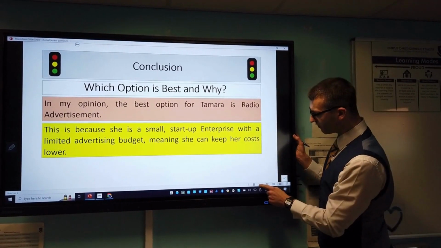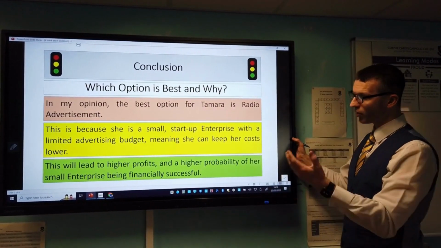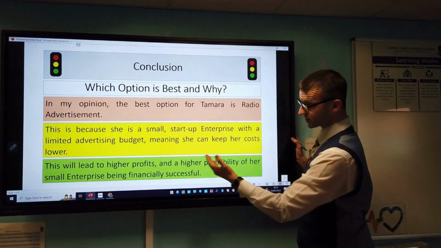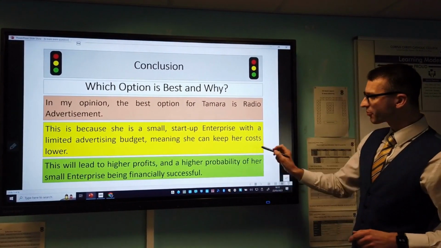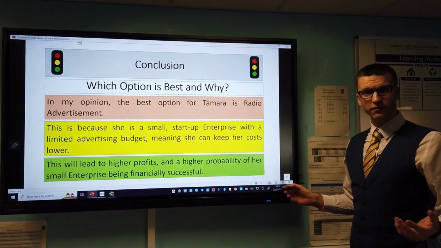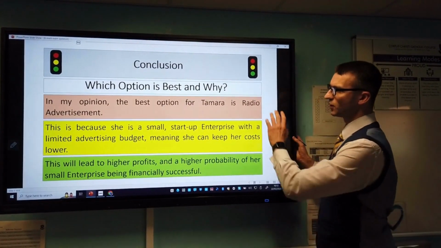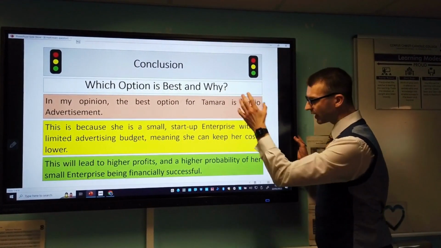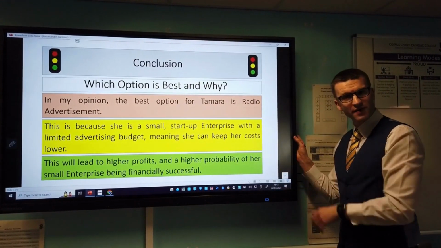Then finally, the green part of your answer. What's it going to lead to, potentially, for her business? This will lead to, if she picks radio advertisement, higher profits and a higher probability of a small enterprise being financially successful. So if you can remember in your conclusion, the traffic light system: which option is best, a leading comment as to why, and then finally what's it going to lead to for her enterprise.